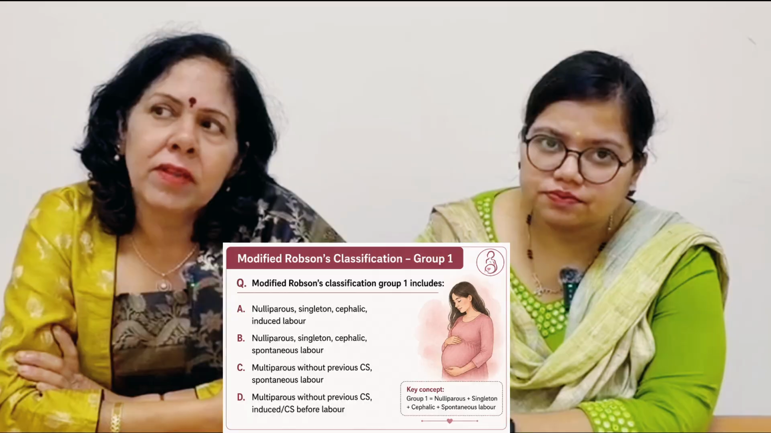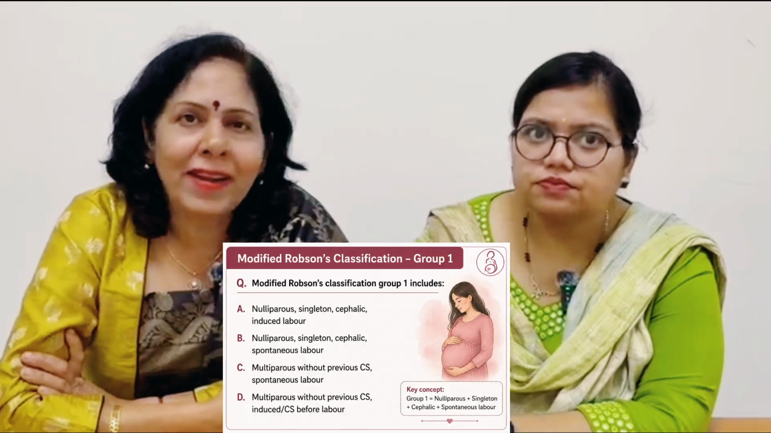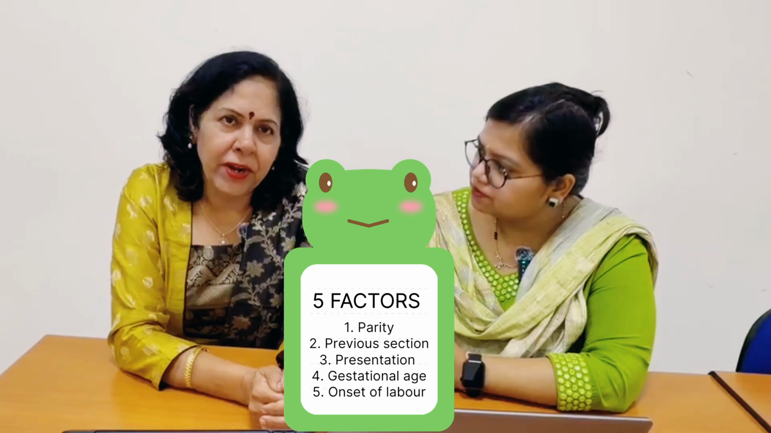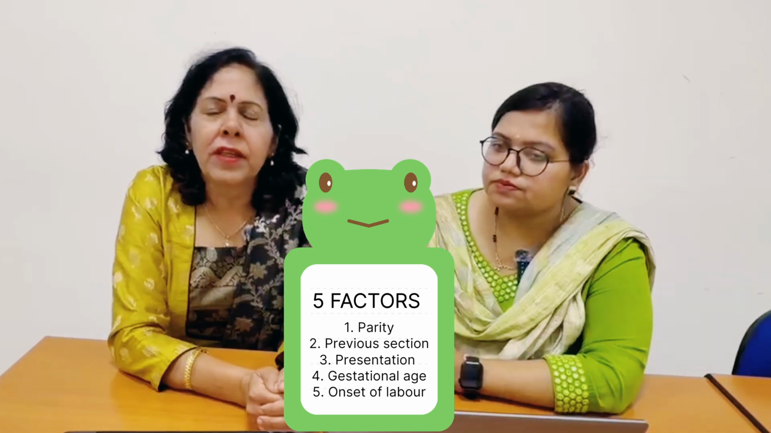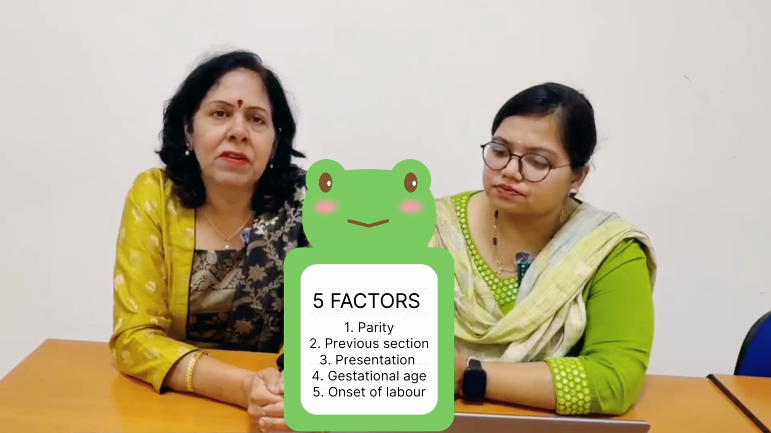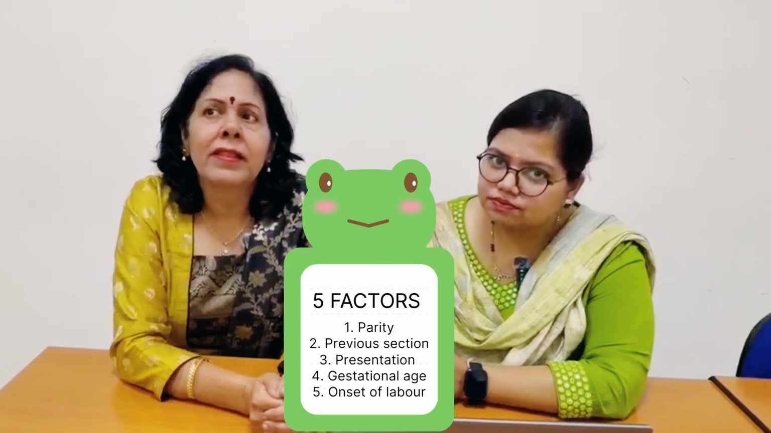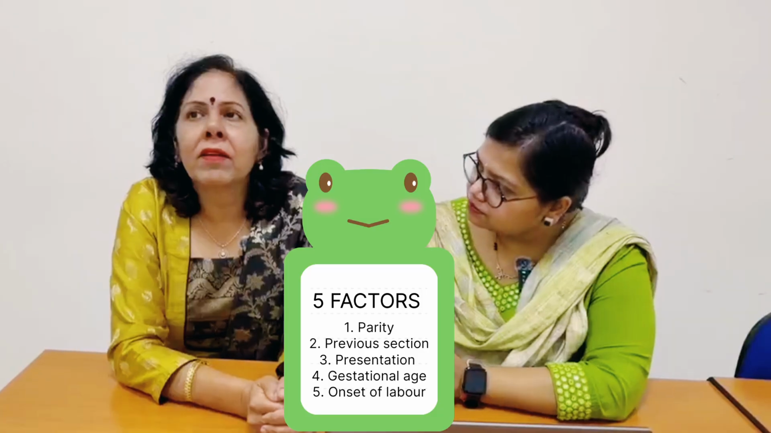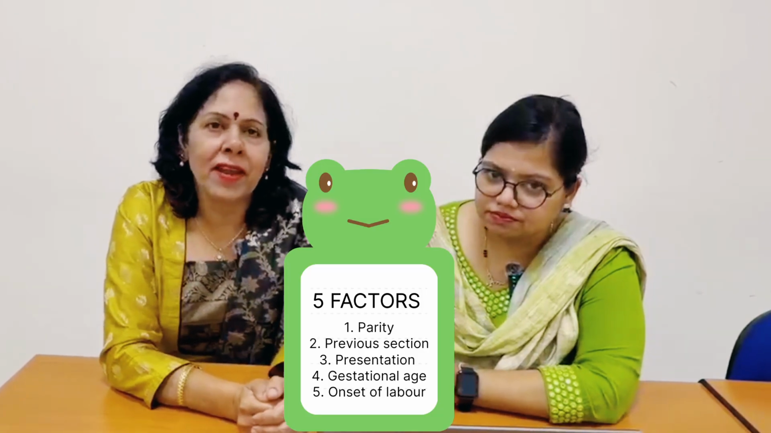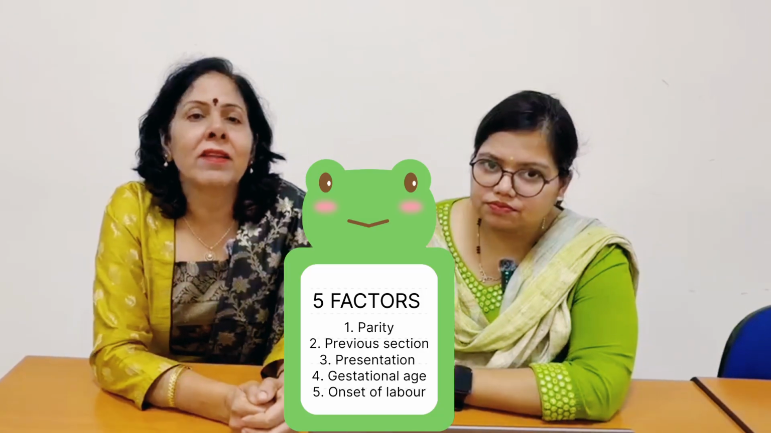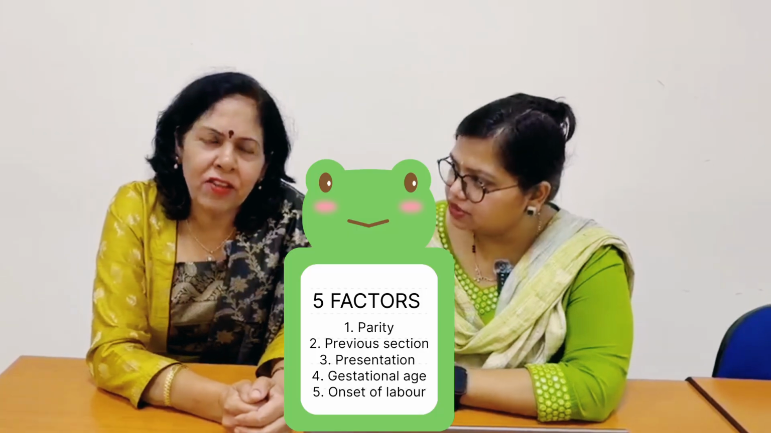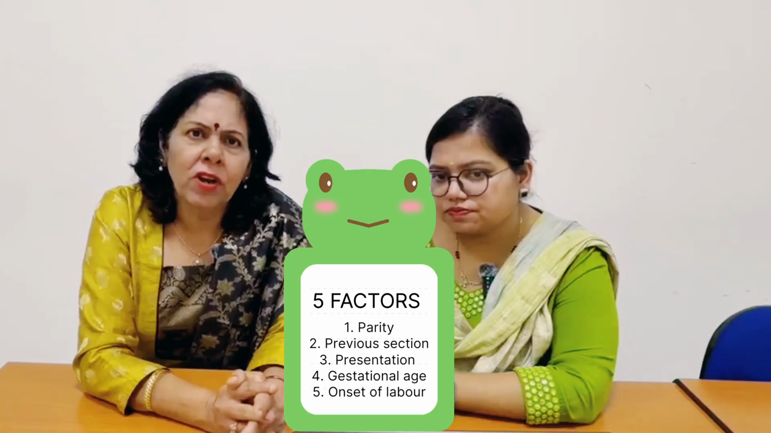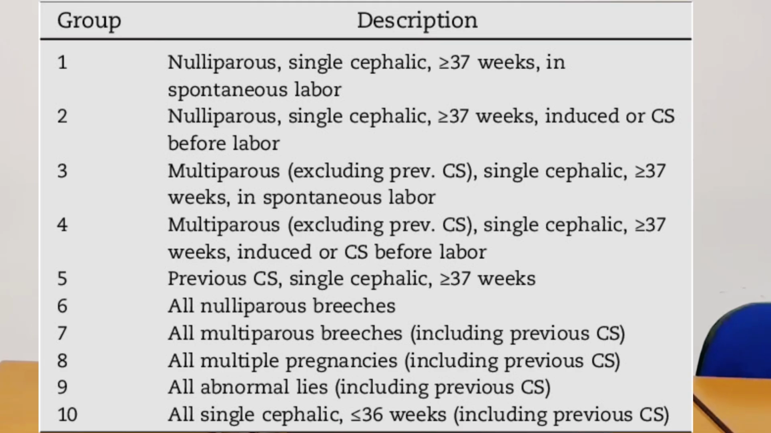These groups depend upon the 5 factors. Basically in this we see the 5 components to divide it into 10 groups. The first is parity, whether the patient is nulliparous or multiparous, and then second is the previous caesarean section, yes or no. Then third is the presentation, whether it is cephalic, transverse, oblique or breech. Then the gestational age, and then onset of labor, whether it is spontaneous or induced, right? And there are 10 groups.